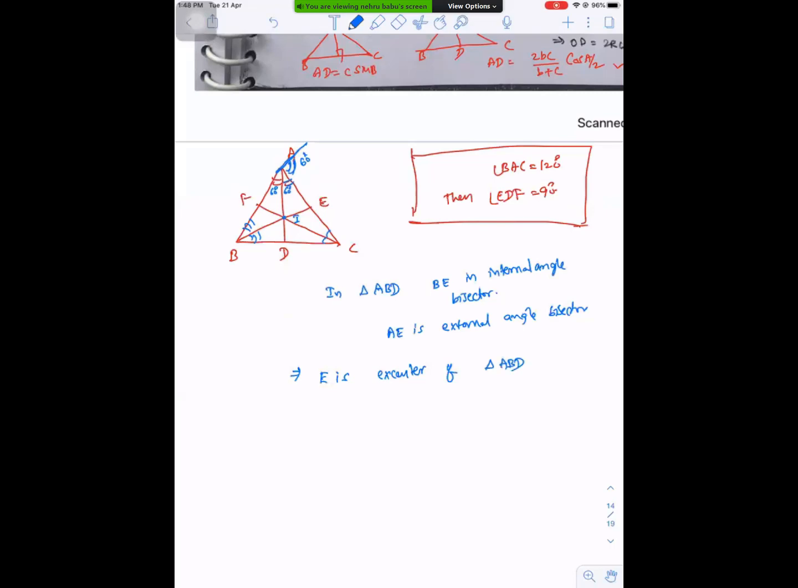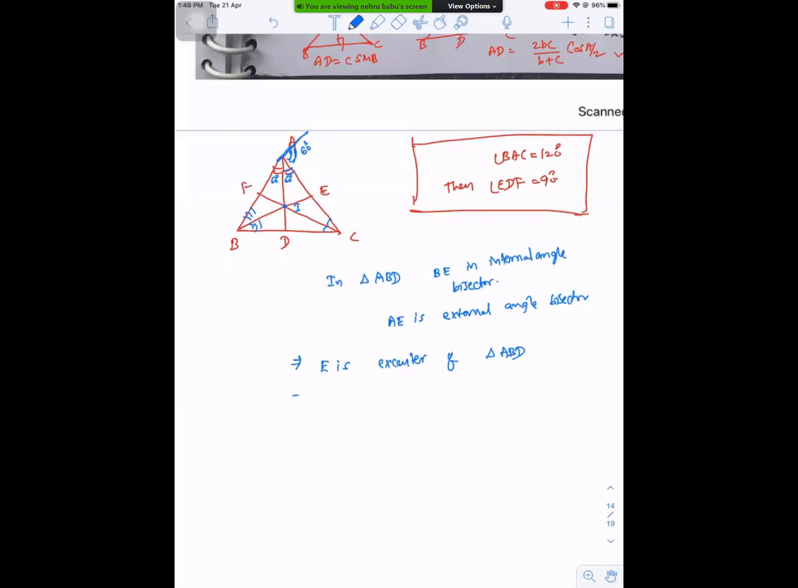E is the excenter of triangle ABD, which means D lies on the external angle bisector. So if you join this DA, for triangle ABD, D is on the external angle bisector, so these two angles are the same, alpha alpha.